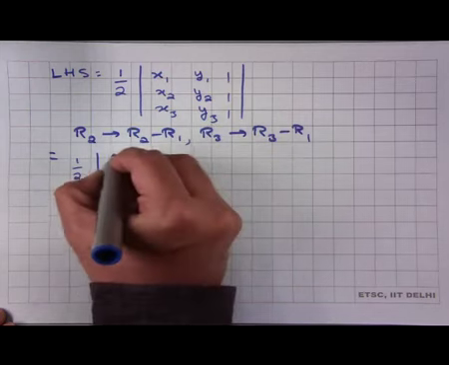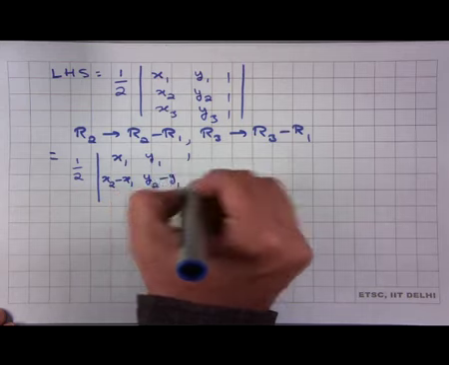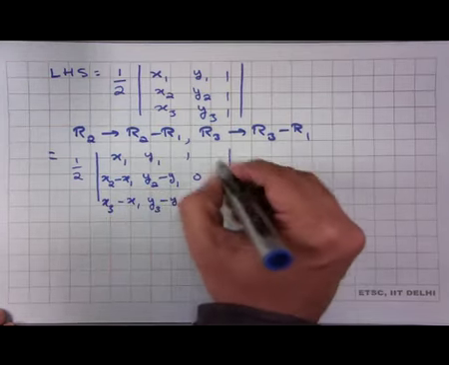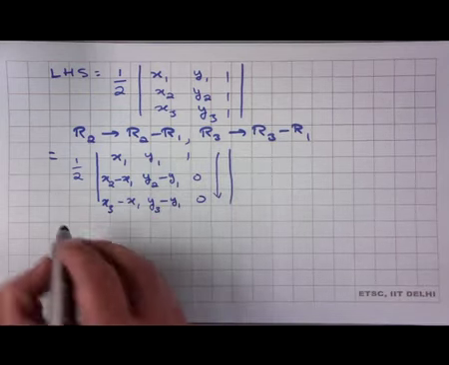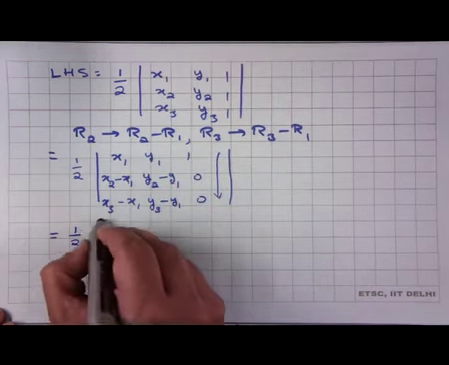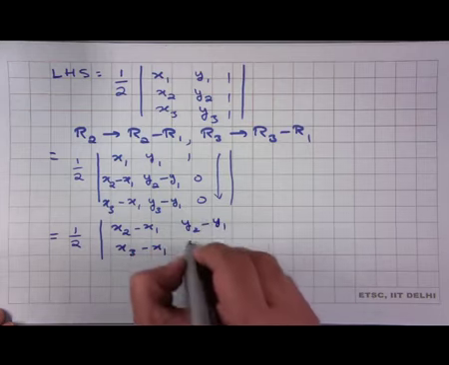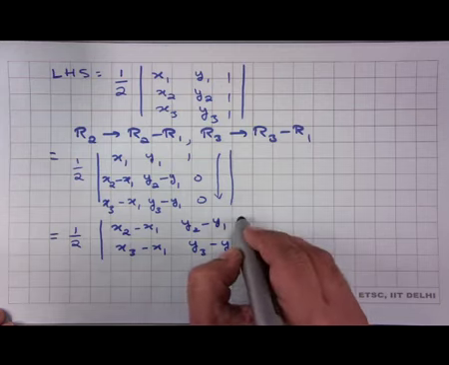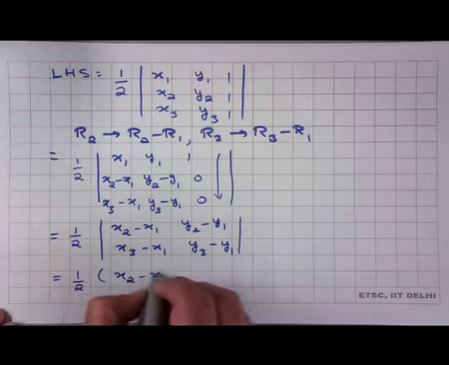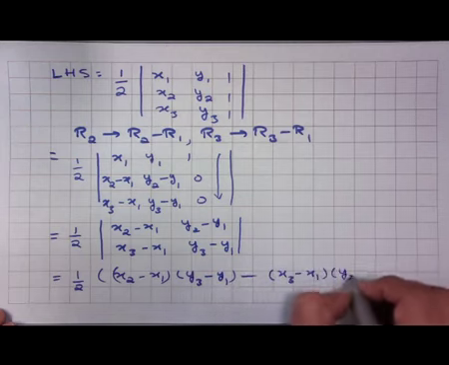So, we can write this down as x1, y1, 1, then R2 minus R1: x2 minus x1, y2 minus y1, and 1 minus 1 is 0. Same with the last row: x3 minus x1, y3 minus y1, and 0. And then this is a natural column to expand the determinant around, because that's the cofactor of this entry, remaining are 0. So it's half times the determinant x2 minus x1, x3 minus x1, y2 minus y1, y3 minus y1. And this product minus this product, so this is half (x2 minus x1)(y3 minus y1) minus (x3 minus x1)(y2 minus y1).